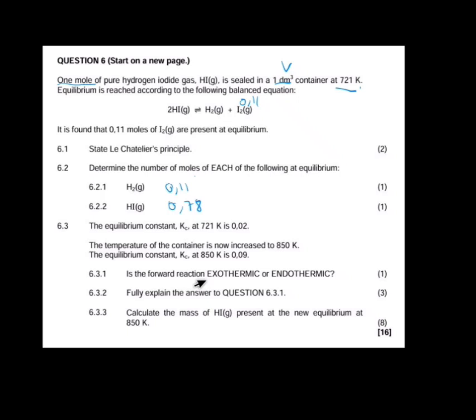Alright, let's proceed. So now notice, let's read the question. They said calculate the mass of HI present at the new equilibrium. So they want the final mass. So I'm going to explain this. Why is this a new level? In the previous two levels, you are always dealing with initial, right? 1 mole of something is stored in a container, so you are dealing with initial and then it reaches equilibrium.